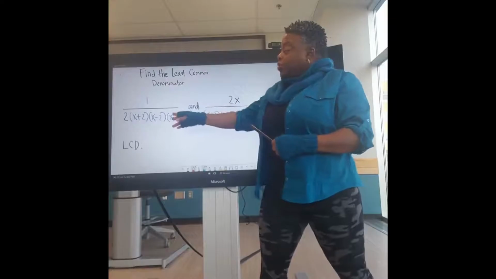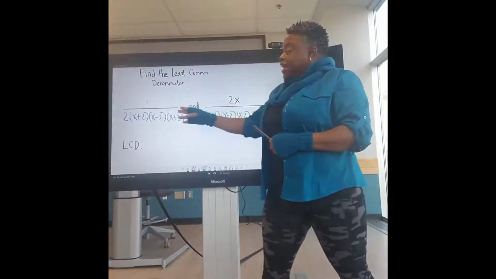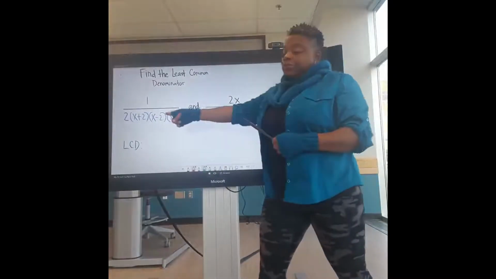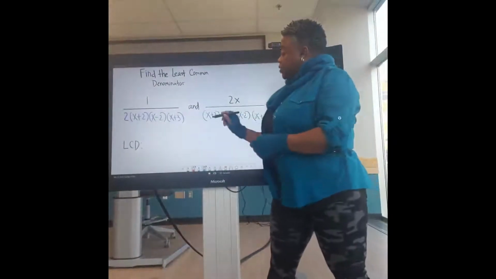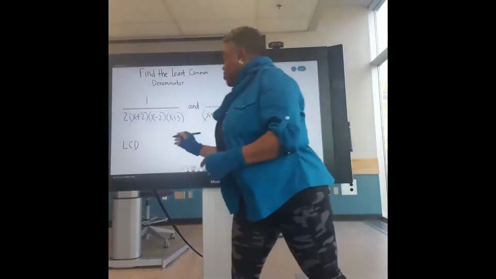So here I'm going to start with an x plus 2. Even though I have a 2, I'm going to try to match up the x plus 2 first. So I match x plus 2 with another x plus 2 that's in the second one. So I'm going to write it one time in my LCD.